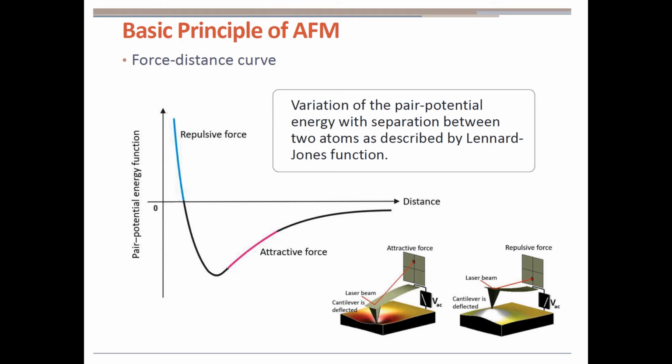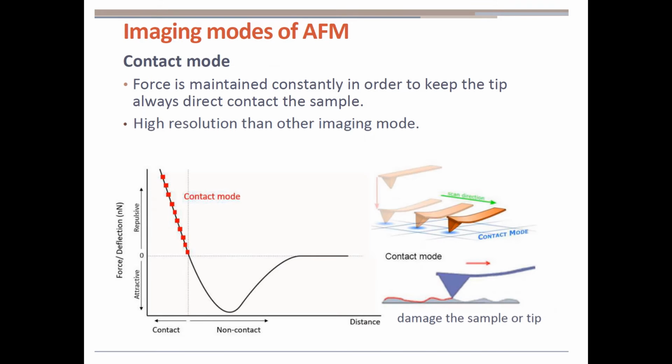This will make the cantilever bend towards the surface or in the opposite direction. And the reflection of the laser beam will deviate from the center point. Finally, this deviation can be transformed into our desired electronic signal by a photodiode. Based on this principle, three major imaging modes have been developed.